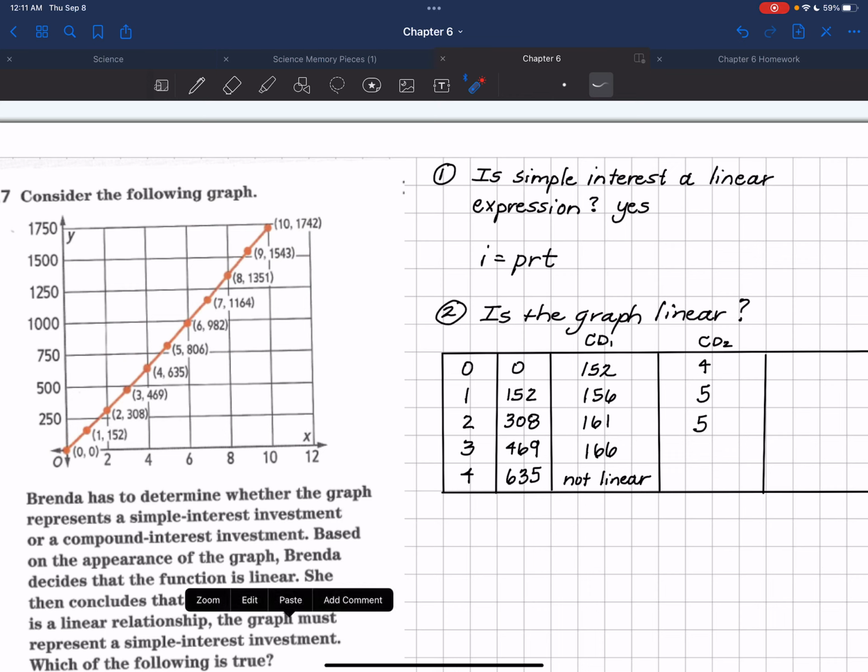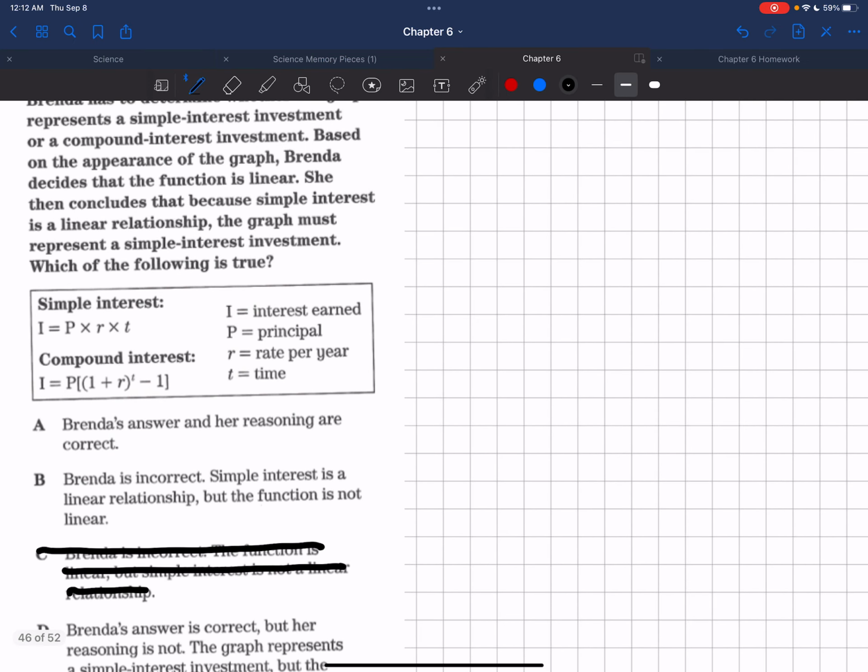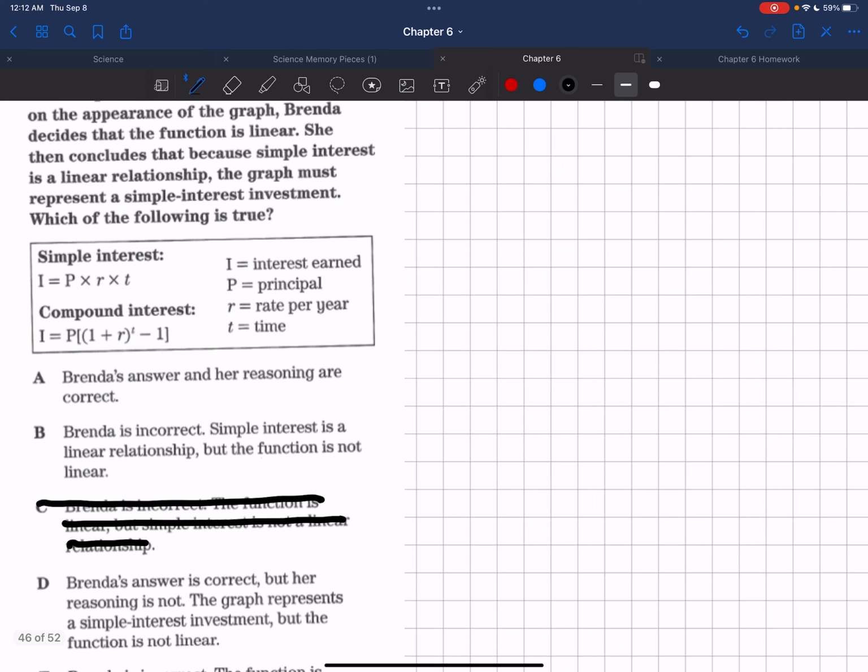The function is not linear, but the formula is. So this is linear. This is not linear. No, it is not linear, but yes, the formula is. So let's look at the answers. Brenda was correct because her reasoning was correct. No, her reasoning was not correct. Brenda is incorrect. Simple interest is a linear relationship, but the function is not linear. That is the answer I want.